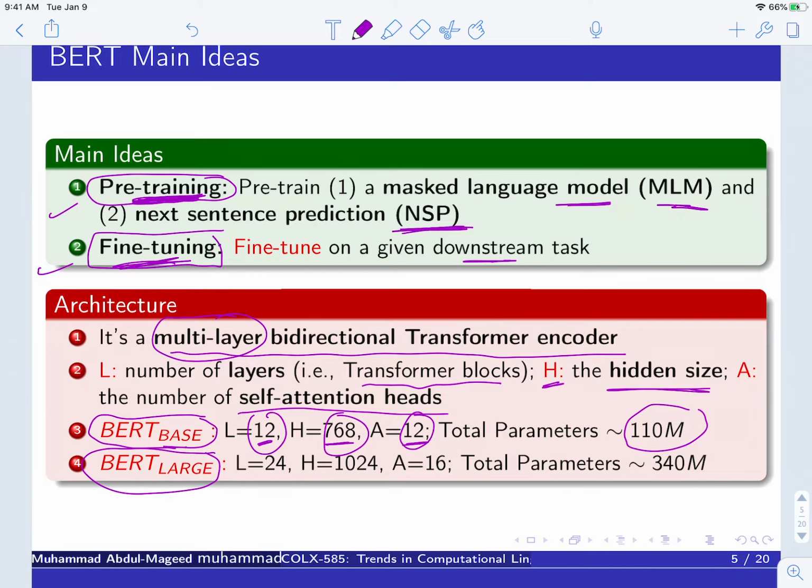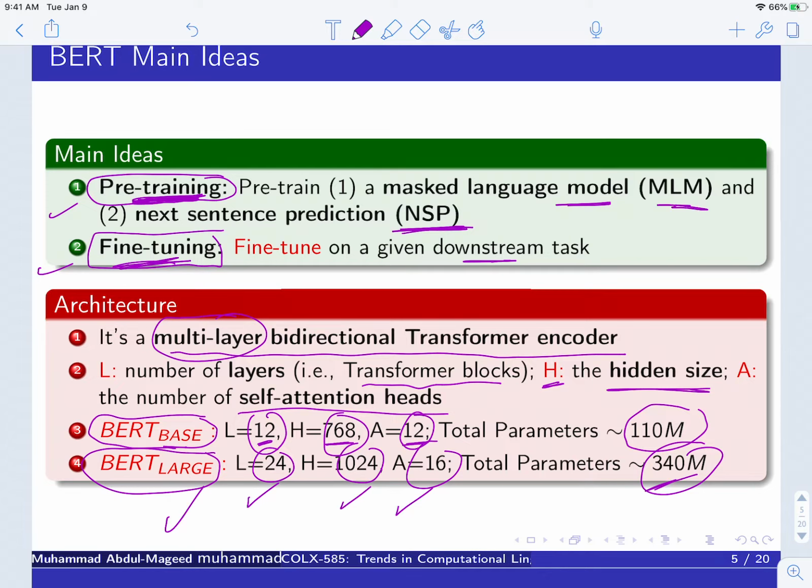The large BERT is trained with 24 layers, 1024 hidden dimensions, and 16 self-attention heads. And again, if you multiply these together, you will get roughly 340 million parameters. So it's quite large, and of course, the large one is much more powerful than the smaller one, right?